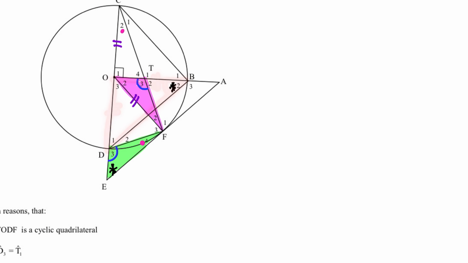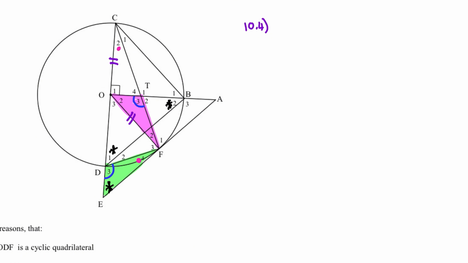So I can say that B2 is equal to D1. And if B2 is equal to D1, then we have D1 is equal to angle E. And then we have proven corresponding angles equal. So let's write down that solution.